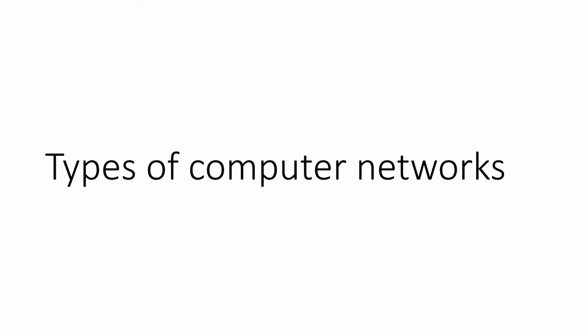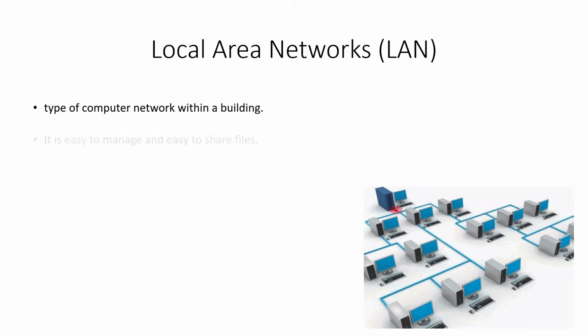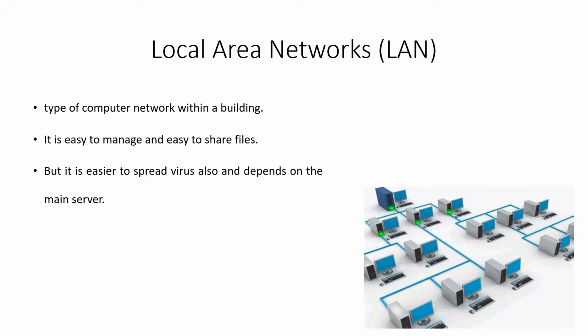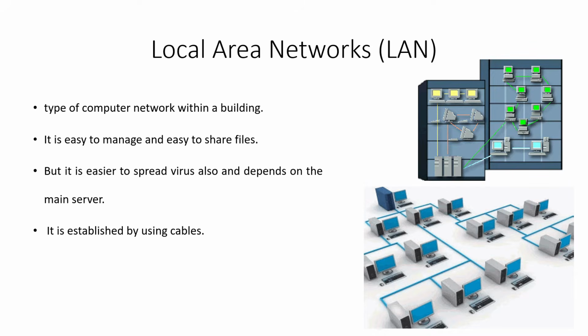Types of computer networks. Firstly, there is LAN, which is the local area network, a type of computer network within a building. It is easy to manage and easy to share files, so it's within a very small area, but it is easier to spread viruses and also depends on the main server. It is established by using cables. You can see in this picture how it actually is.